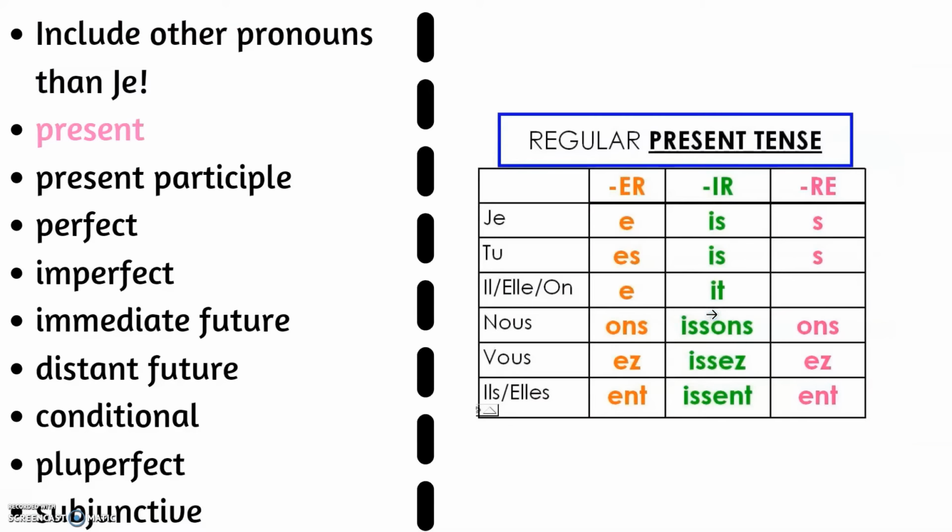Present. So present tense is quite an obvious one. You'll probably naturally start speaking in present, so it's not much to go over here. Just remember the specific endings for er, ir, re, as well as irregular verbs.